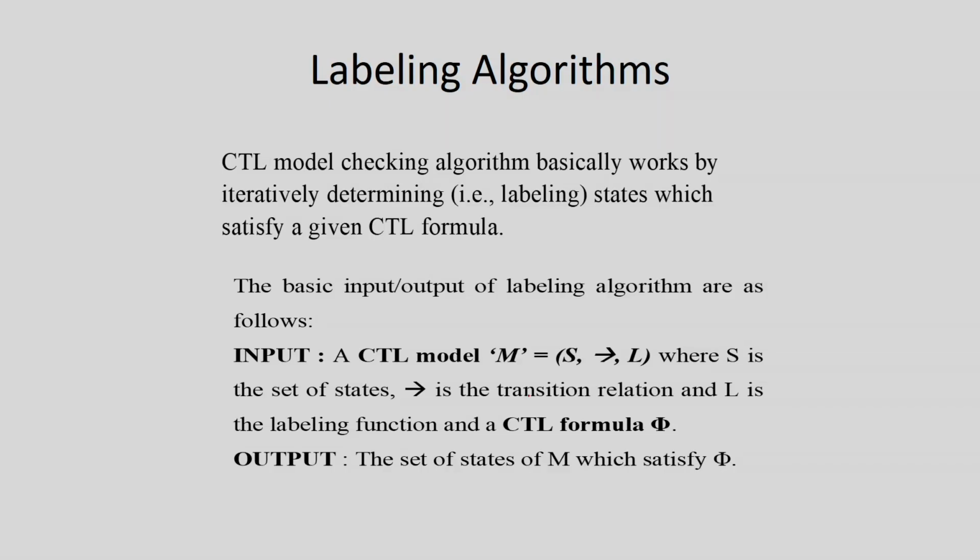that means the states where the formula phi is true. So, the input is the given model M and the CTL formula phi, and what is the output? The set of states of M which satisfy phi. So, two inputs we are giving, and as an output we are getting a set of states.